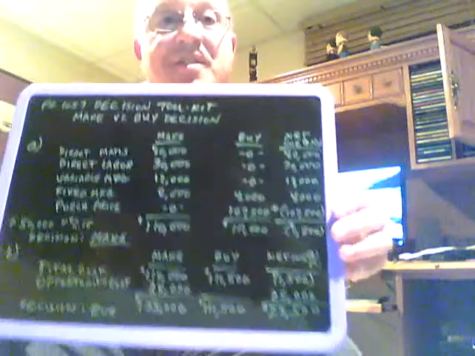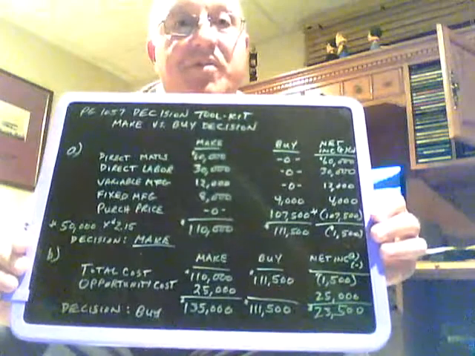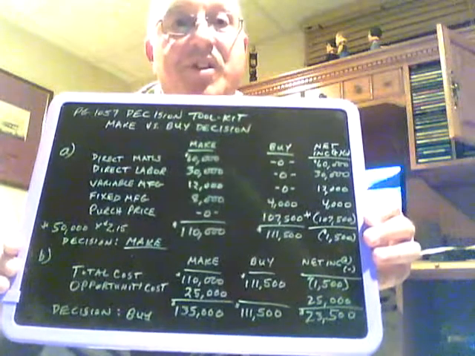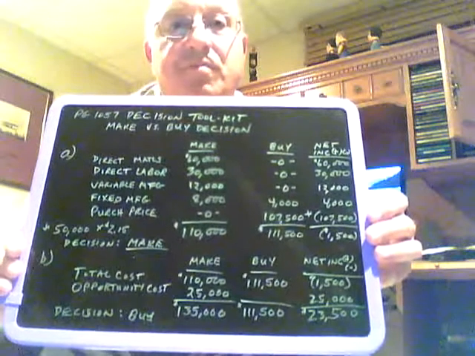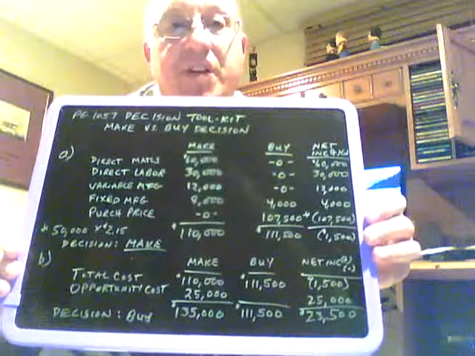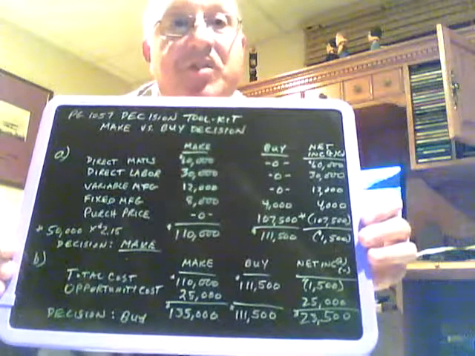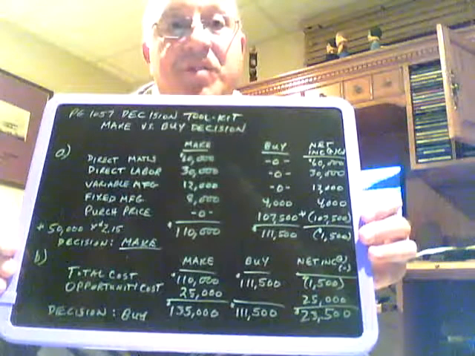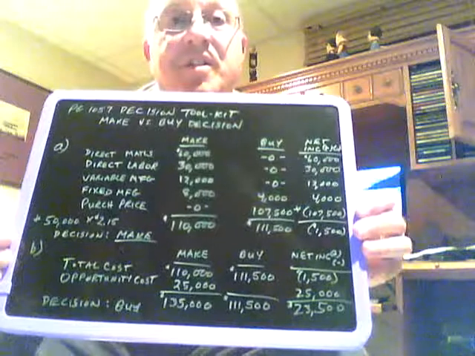So that's A. And we go to part B, which says, well, what if we put a little added twist in here and say that if we bought the item, we would then have some available capacity on the production line to do something else that would net us $25,000 more in net income.